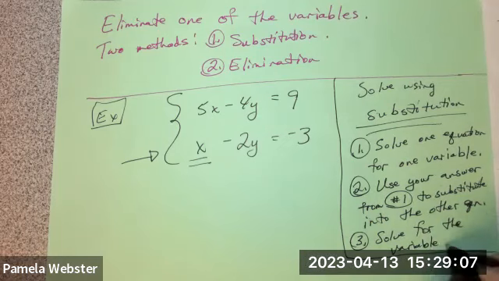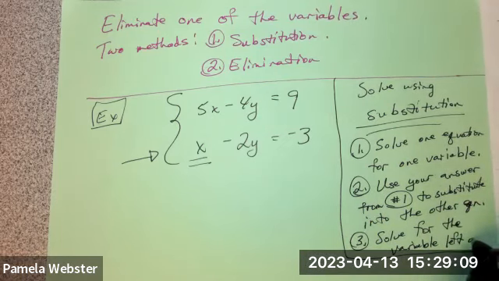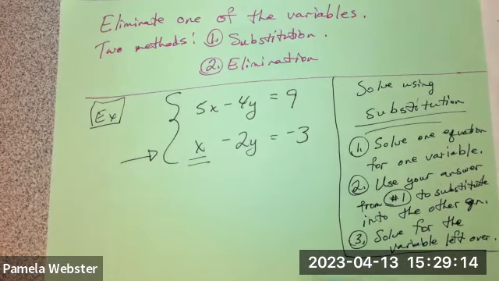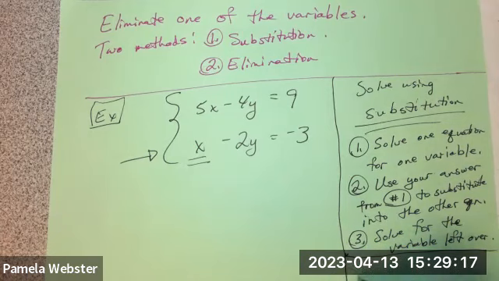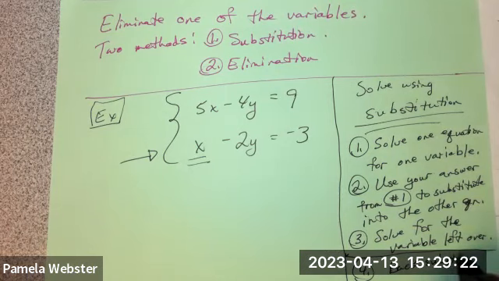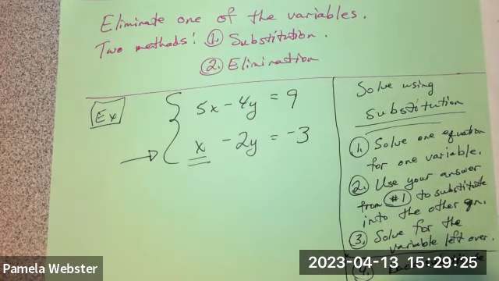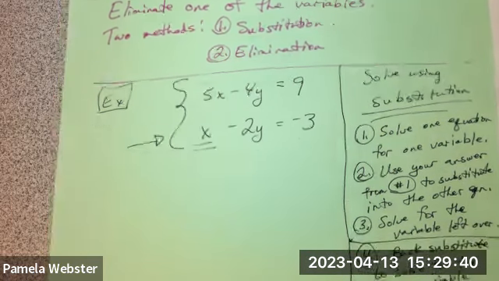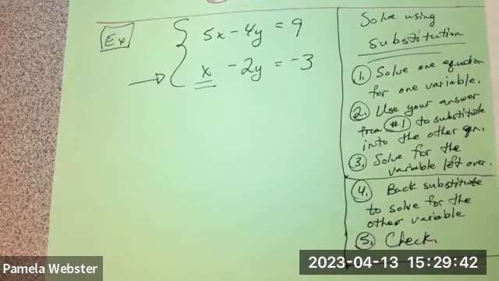I need a tiny bit more space, so I'm going to add to this box, but step number 3 is solve for the variable that's left over. I'll show you all this in just a second. Step number 4 is back substitute. I'll show you what I mean by that. Back substitute to solve for the other variable. And then, like everything else, we need to probably check our answers at the very end, because there's a lot of steps going on here. So there's a lot of places I can mess stuff up.